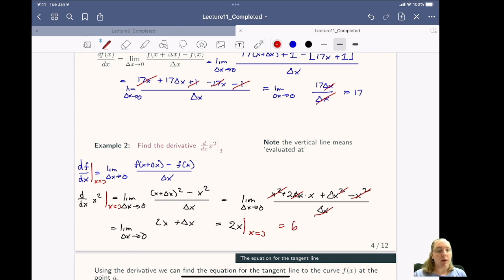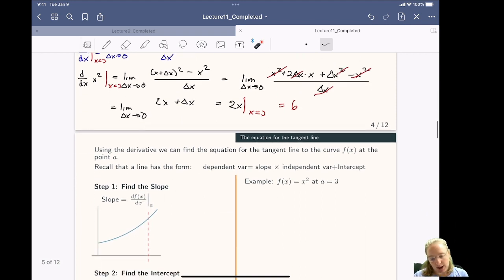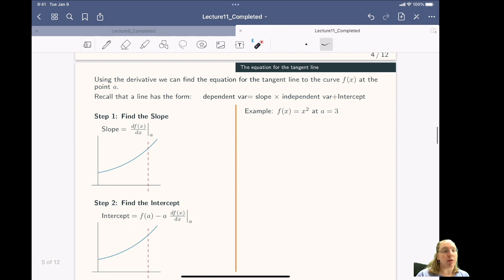Okay, so that gives us the derivative of the quadratic x squared evaluated at the point x equals 3. All right, so now that we have the derivative of the tangent line at the point x equals 3, can we get the equation of the whole tangent line?